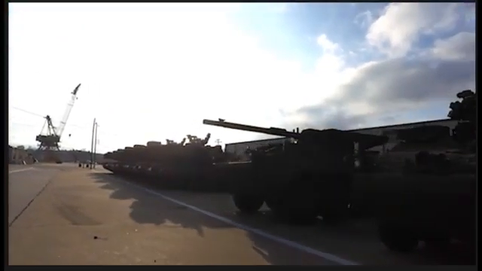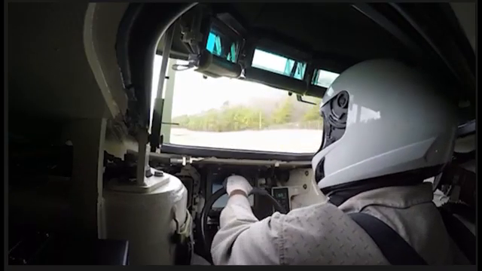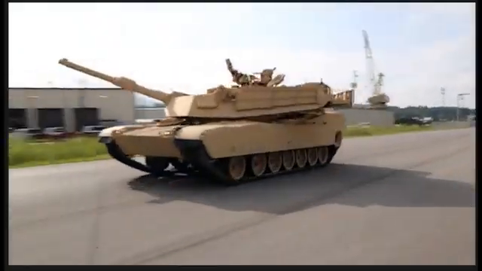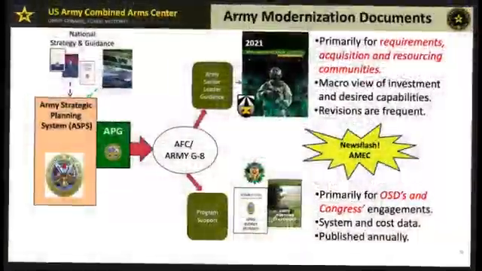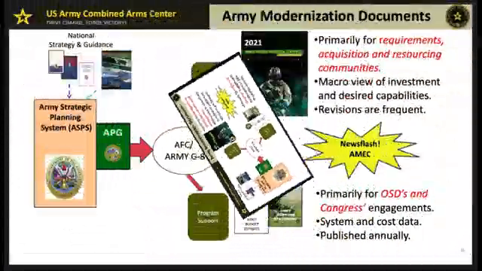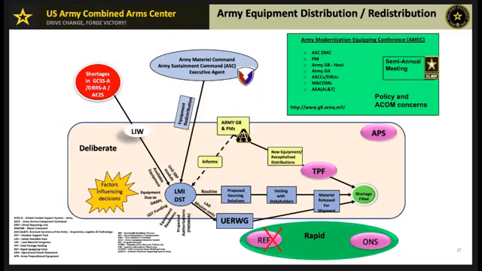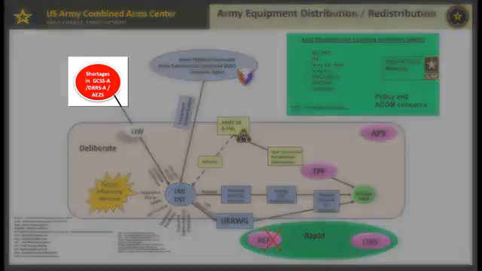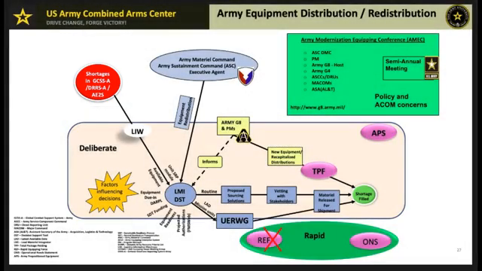Now that we've covered how the Army establishes equipping priorities, it's time to discuss how equipment is distributed to units with shortages. The Army's processes for equipment distribution and redistribution are managed through both deliberate and rapid methods. Equipment shortages identified in systems like GCSS-Army and DERS-A feed into these processes.